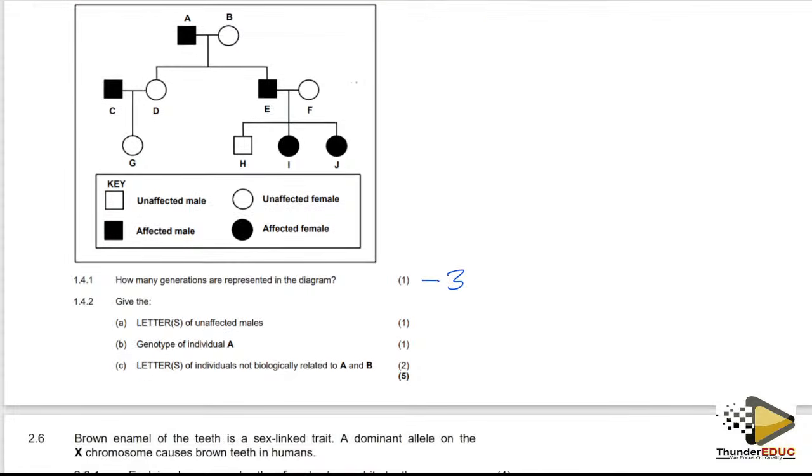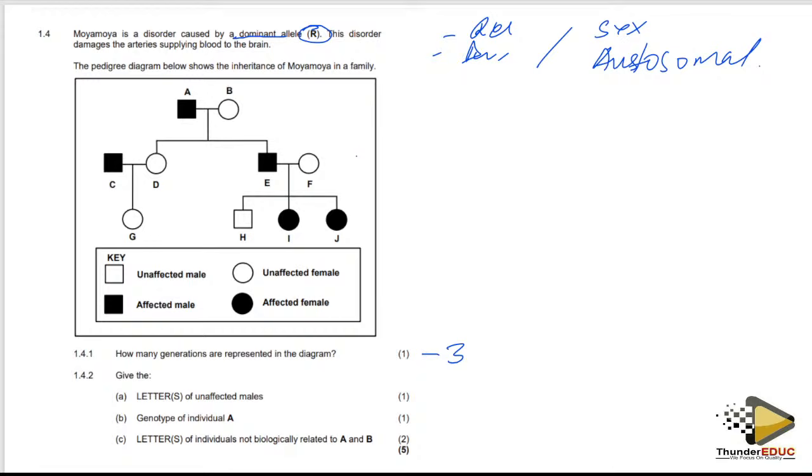So you have to take note of that. In this case, an affected male: a box means a male, and a circle means a female. So if they're saying an affected male, here a box which is not shaded is unaffected. So I come here and find it's only one person who is unaffected. So the answer is supposed to be H. I think that's why it is also 1 mark.